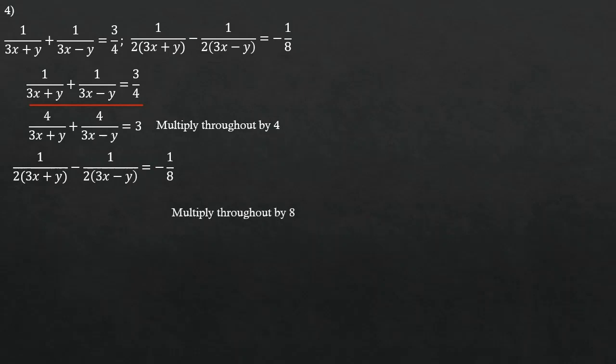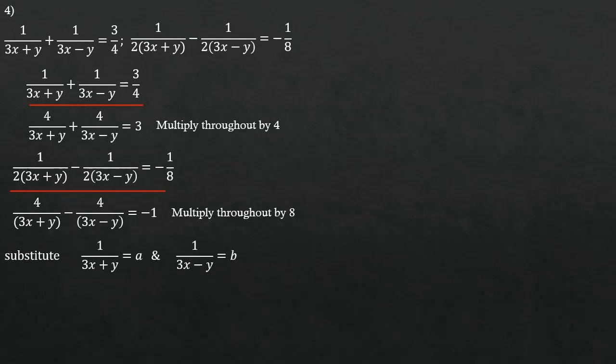So we multiply throughout by 8 for this equation. So we get 4 upon 3x plus y minus 4 upon 3x minus y is equal to minus 1. Multiplying by 8, the 2 cancels with the denominator, so that we get 4. Now we have these two equations with us, and in both we have 1 upon 3x plus y and 1 upon 3x minus y. We replace them by a and b respectively.